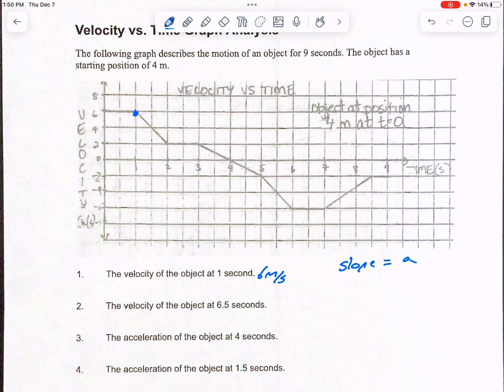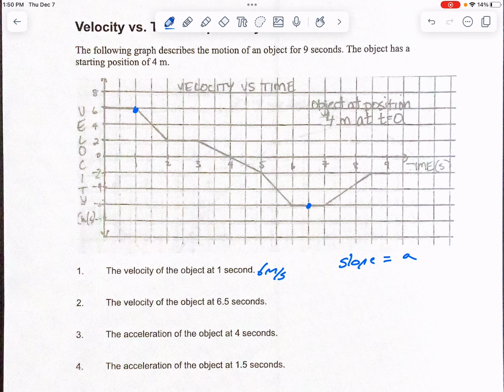Okay, what's the velocity at 6.5 seconds? So I'm right here. Sorry, it's kind of bad ink. It goes down by 2s. It goes negative 2, negative 4, negative 6, negative 8. So you would be at negative 6 meters per second.